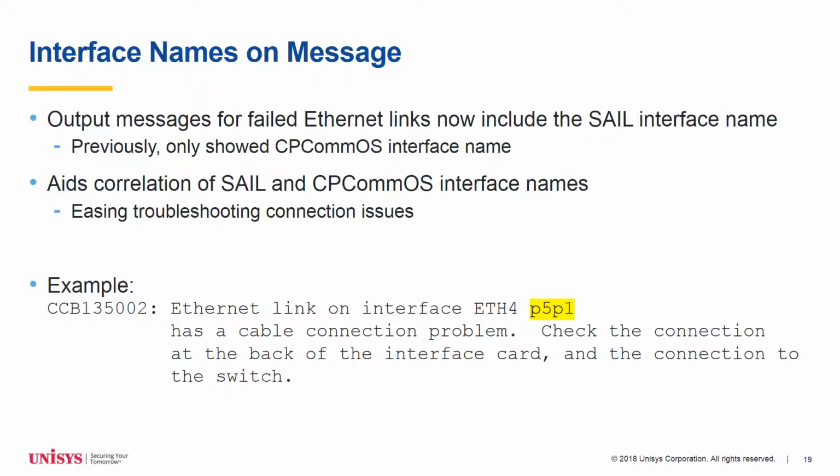Because the SAIL CC web interface provides only the SAIL interface name, the improved information in the CPCommOS message allows administrators to more easily correlate SAIL and CPCommOS interface names and troubleshoot connection issues. The additional SAIL interface name can be seen highlighted in the example.